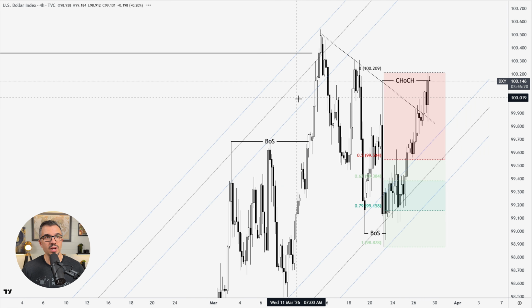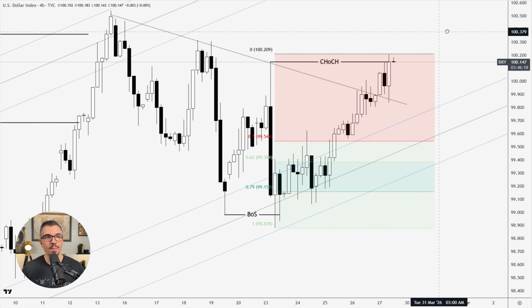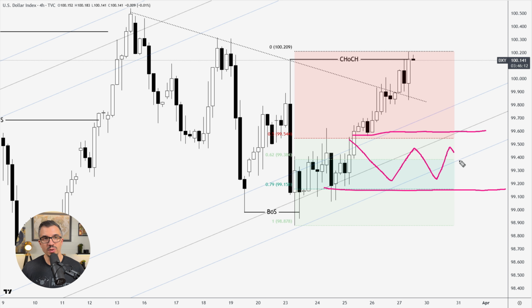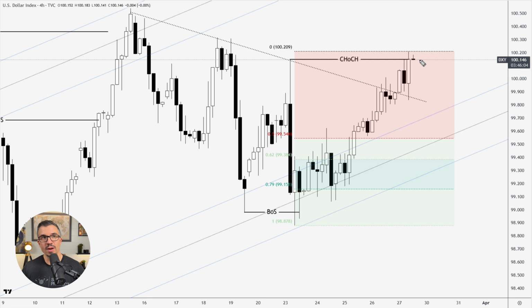And I'm not saying that this will happen, but what you'll notice is that we do have this imbalance back here that is right there in discount and also lines up with the optimal trade entry, that area between the 79% and 62% retracement. So this points to, once again, that if we were to get a pullback from the US dollar down here into this region, then that could be compelling for a long next week.